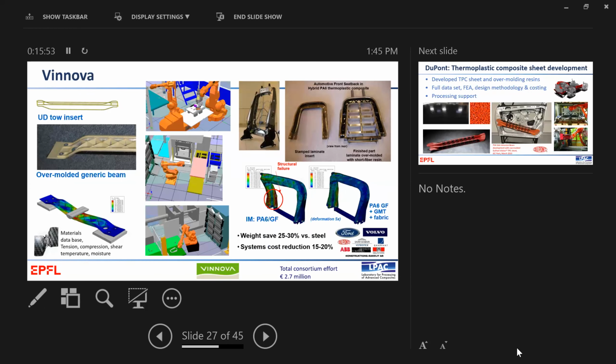A second project, where we did more advanced robotics with a consortium of companies that you see here. And we made these generic pieces. We also looked at a seat structure that we talked about in the cost lecture. We did the structural analysis and started to take it further.